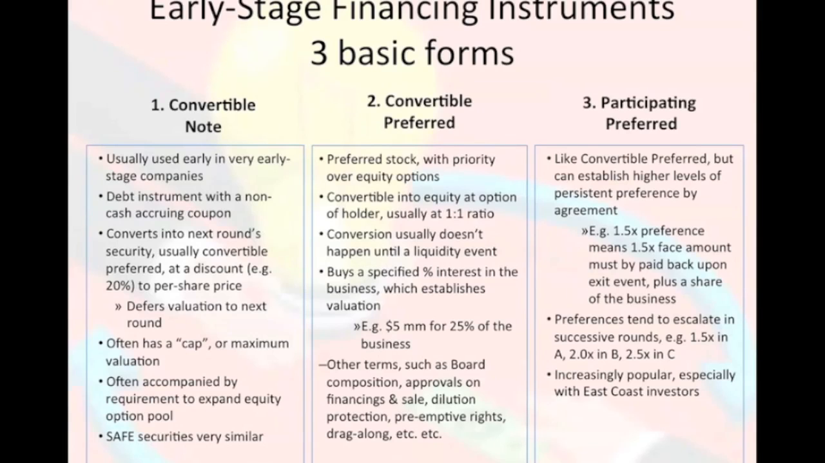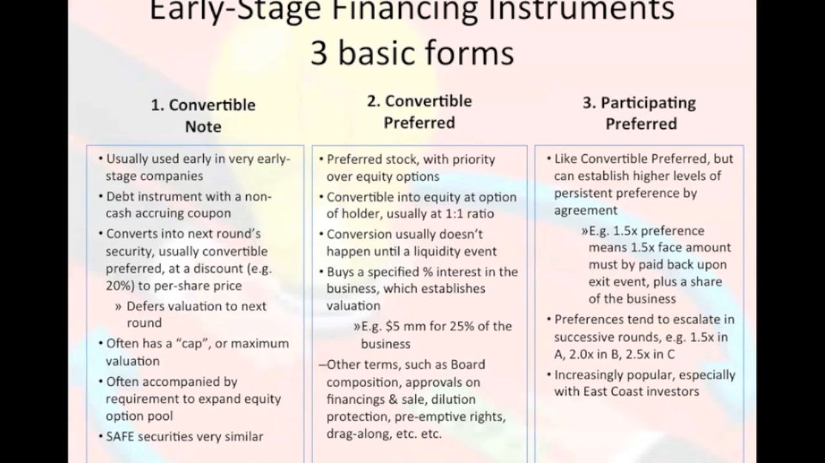Principal and interest on the notes usually don't pay cash, but convert instead into the security of the next round, and usually at some discount, such as, say, 20 to 30% to the price of the next round. This means convertible notes actually defer determination of the value of the company until a subsequent round, when presumably a larger number of investors, more sophisticated perhaps, will set the valuation.